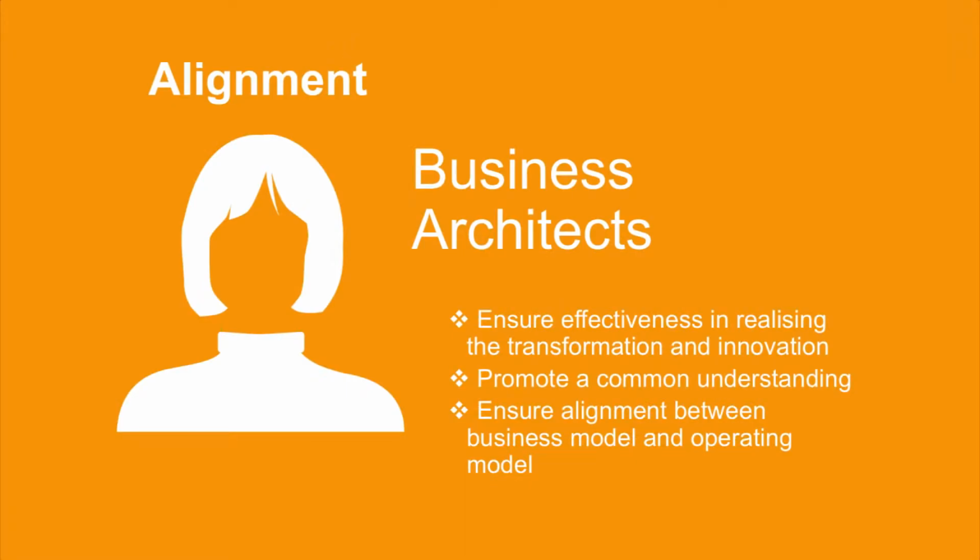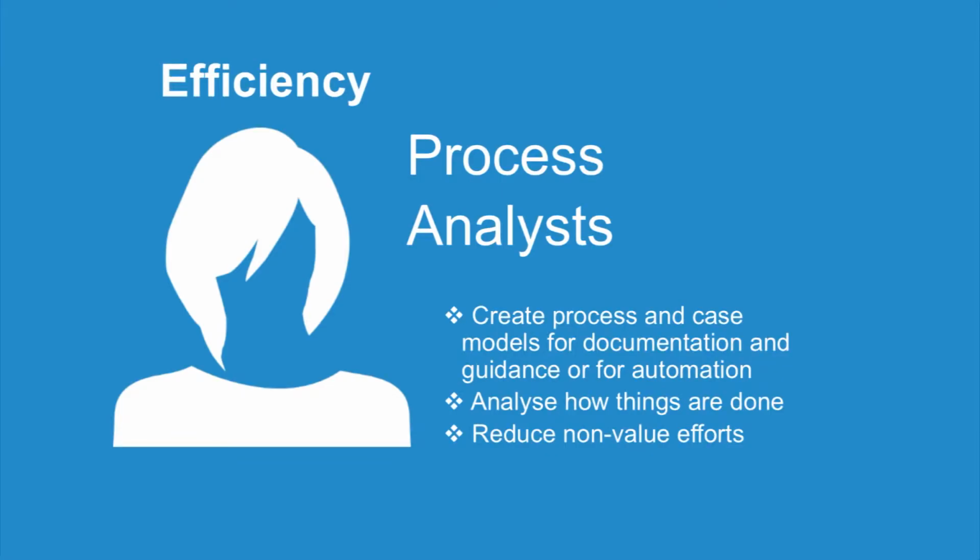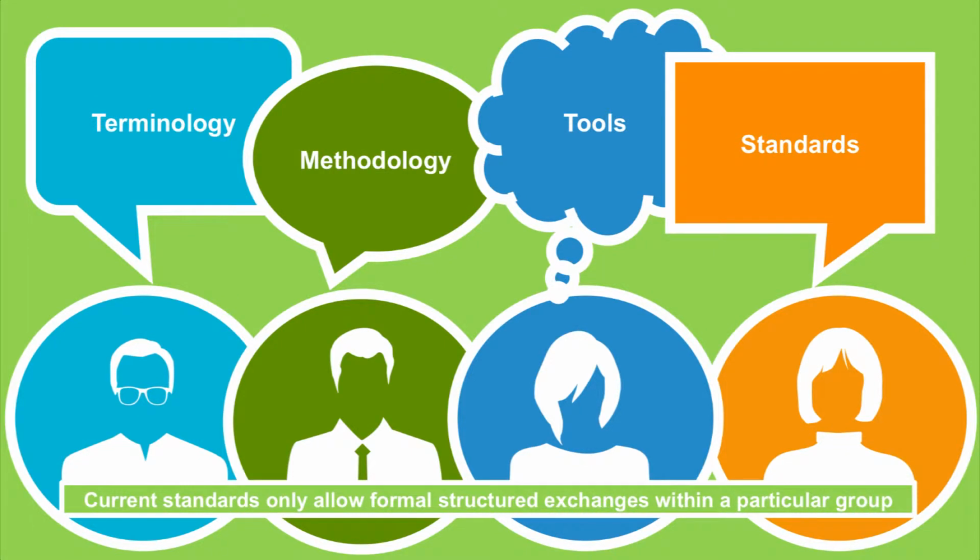We then have the business architects, who ensure effectiveness in realizing this transformation and innovation. They promote a common understanding, and they work on alignment between the business model and the operating model. And finally, we have the process analysts, who create process and case models for documentation, enactment, or automation. They want to analyze how things are done to ensure more efficiency and quality.